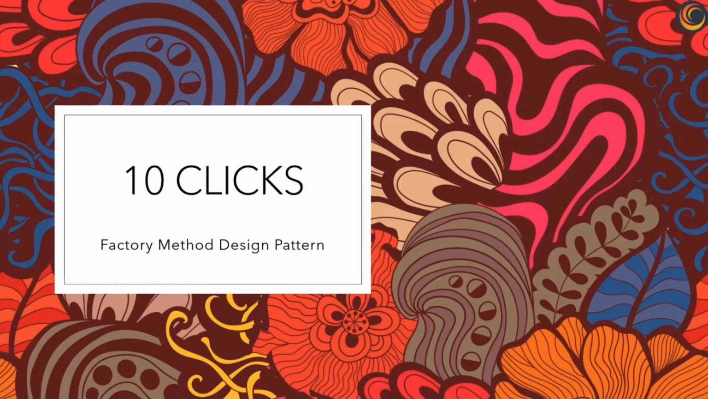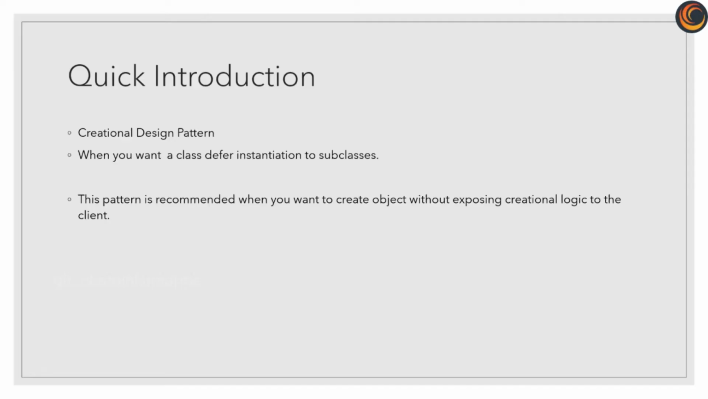Today we are going to talk about factory method design pattern. Factory method is a creational design pattern used in case you want subclasses to choose which class to instantiate. There could be multiple motivations to implement this pattern.